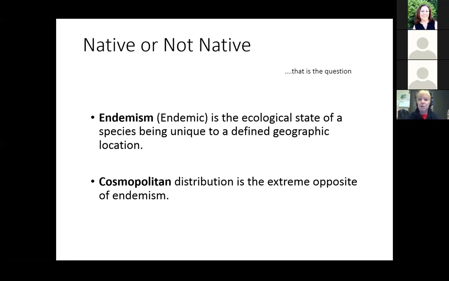If a plant or an insect or a mammal of any type is endemic, that means that it's found in some sort of defined geographic location. And it can be big or small, but in that location, that's where it is endemic to. And on the opposite side of that coin would be cosmopolitan, in which whatever species we're talking about has a distribution that is found everywhere or usually worldwide.